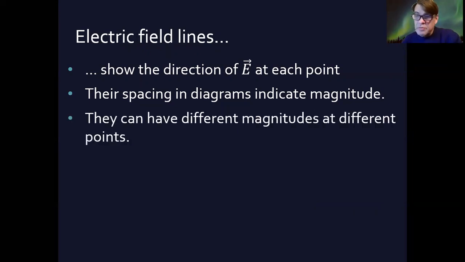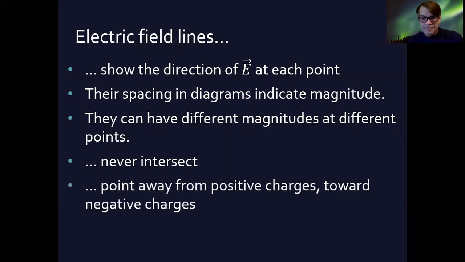And it follows from what I'm saying that they can have different magnitudes at different points, and they never intersect. Okay, electric field lines never intersect. Now the convention, and I've said this in previous videos, is that if you have what we've defined as a positive charge, then the field lines go away from the positive charge. If you have what we've defined as a negative charge, then the field lines go toward the negative charge.